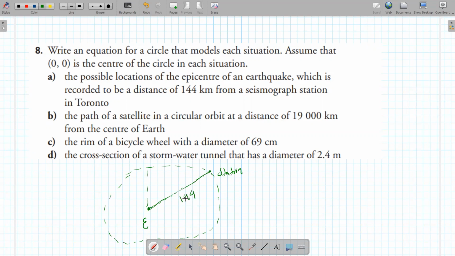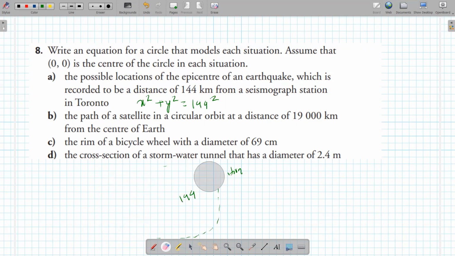So with that information, what is our radius? 12. No, it's 144. So that'll be 144 squared. I don't know what that is, but that's what it would be.